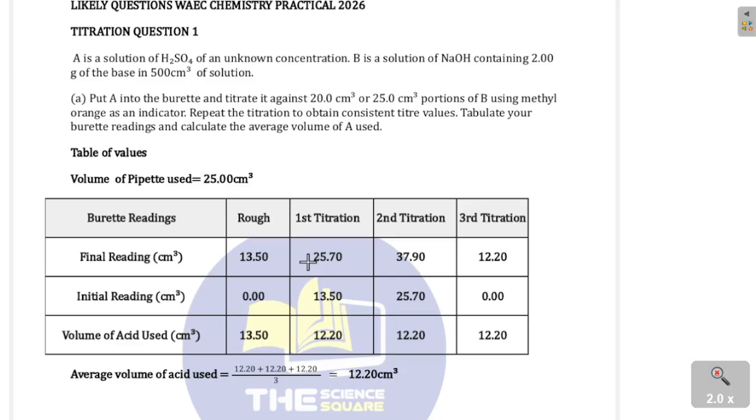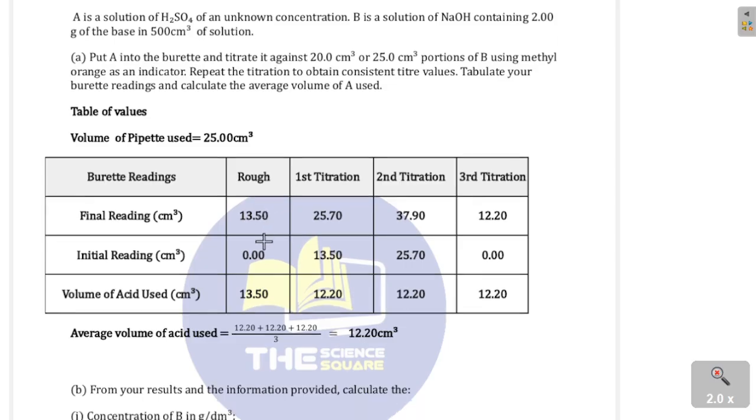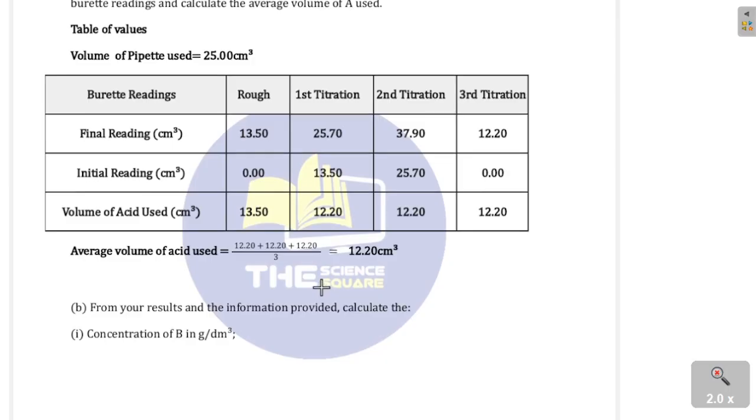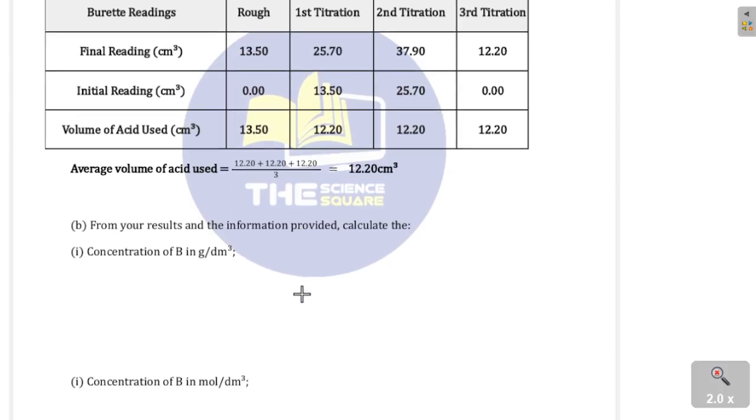So now the question we have is on titration, between H2SO4 and sodium hydroxide. A is a solution of H2SO4 of an unknown concentration, and B is a solution of sodium hydroxide containing 2.00 gram of the base in 500 cm cube of solution. The first part is to perform the titration. This titration was done with a pipette volume of 25.00 cm cube, and this is the titer value obtained.